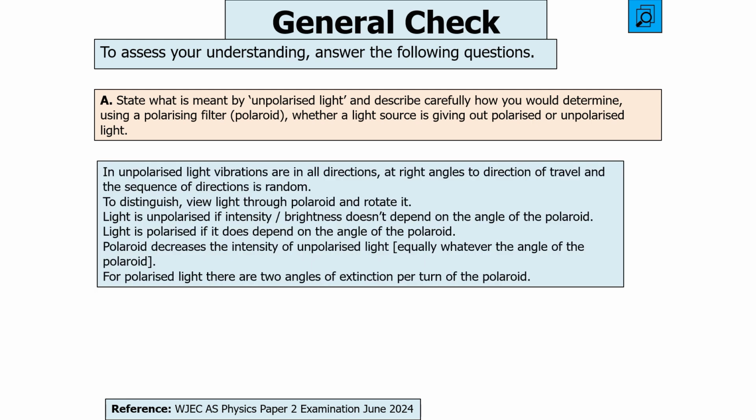Now, in unpolarized light, vibrations are in all directions, at right angles to the direction of travel, and the sequence of directions is random. Now, to distinguish this, viewing light through a Polaroid and rotating it can be used. So light is unpolarized if the intensity doesn't depend on the angle of the Polaroid. Now, light is polarized if it does depend on the angle of the Polaroid. The Polaroid will decrease the intensity of the unpolarized light, so for polarized light there are two angles of extinction per turn of the Polaroid. They tend to be at 90 degrees and 270 degrees.